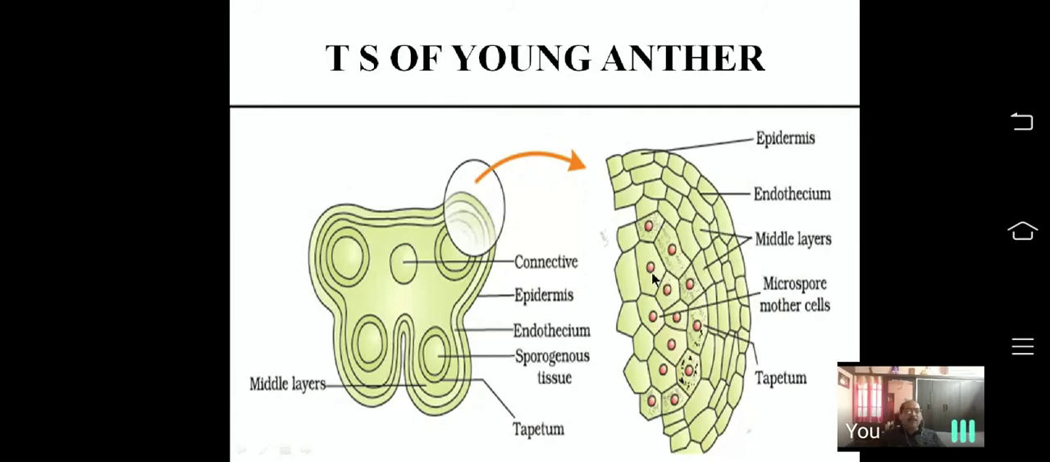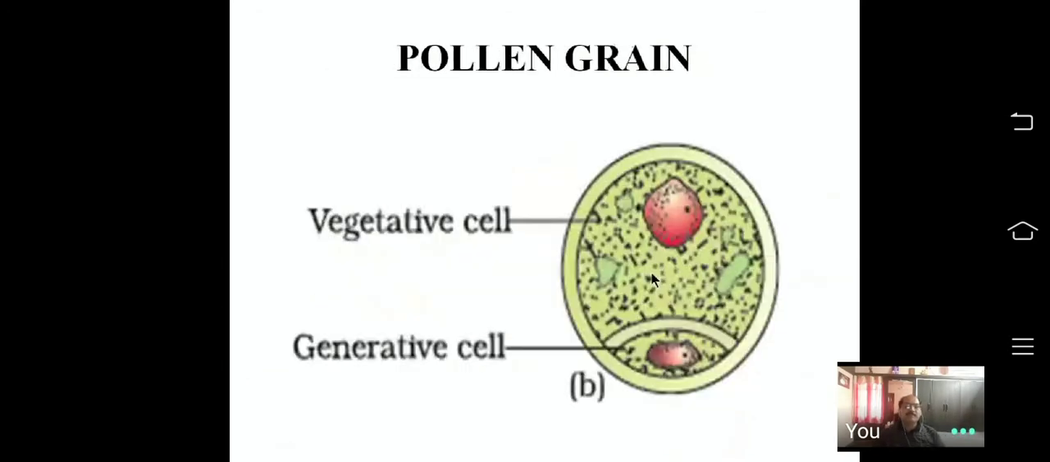Next, we learn about the structure of the pollen grain. See, this is the pollen grain, also called a microspore, produced in a microsporangium. The process of formation of a pollen grain or microspore is called microsporogenesis.